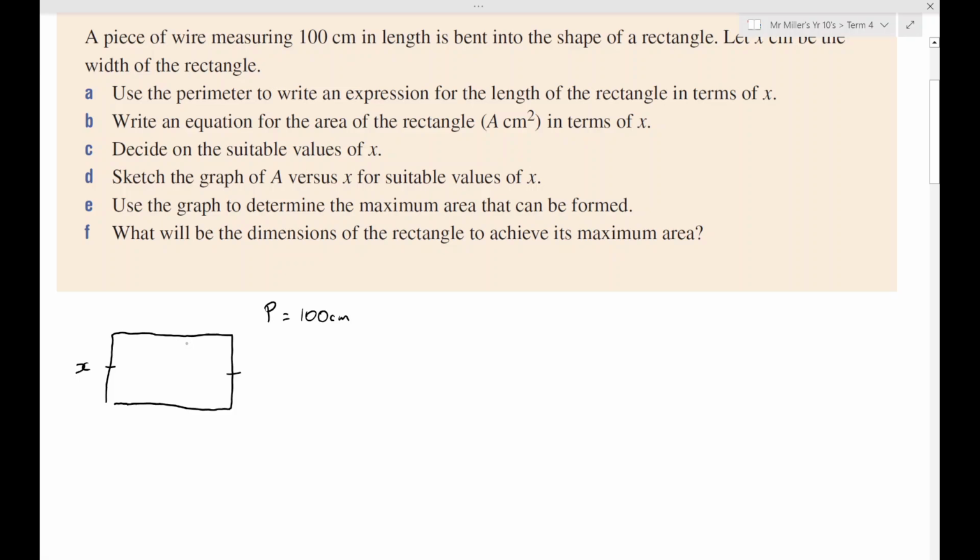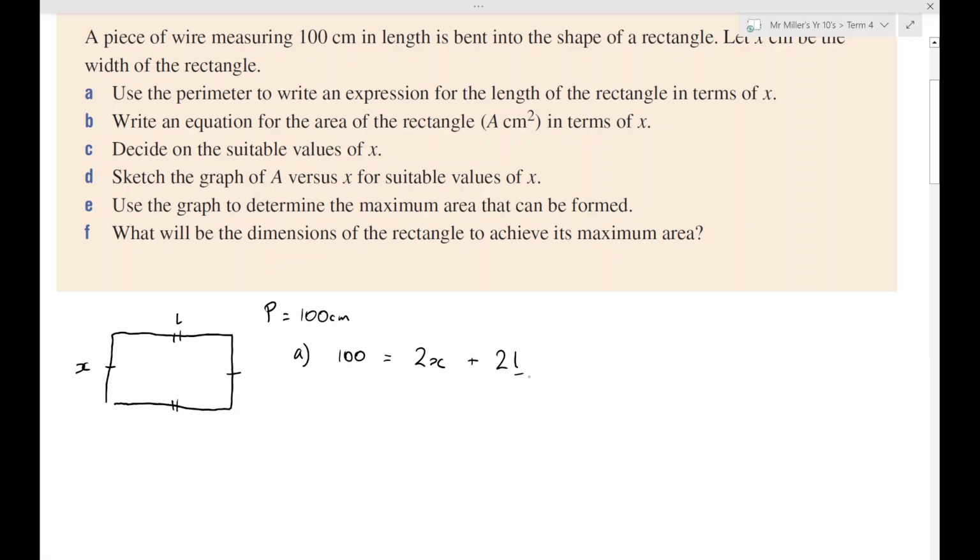A, use the perimeter to write an expression for the length of the rectangle in terms of x. Well, to do that, let's just think about the perimeter for a second. 100 centimeters, the perimeter, has got to be equal to width plus this width plus this length plus this length. So it's got to be 2 lots of the width plus 2 lots of the length.